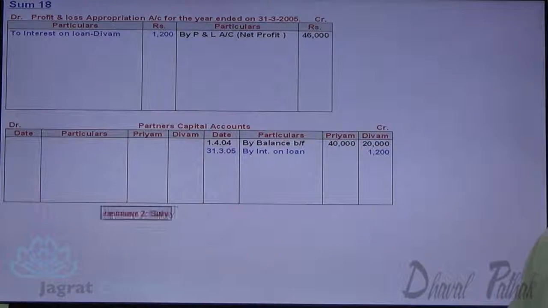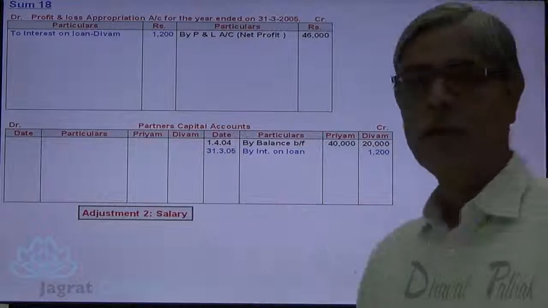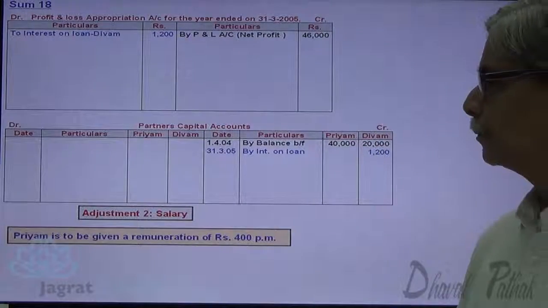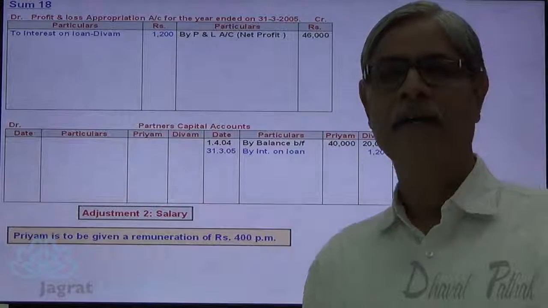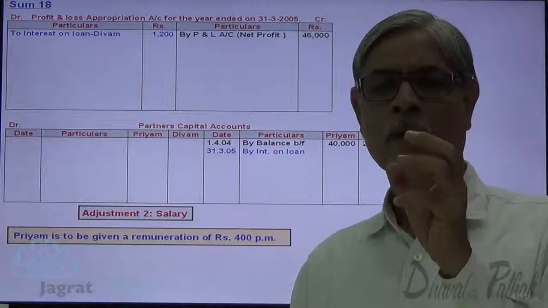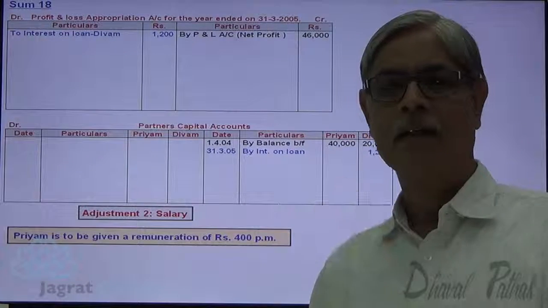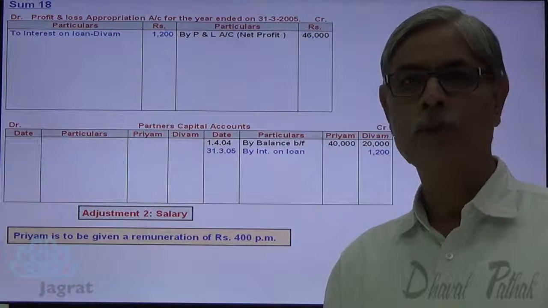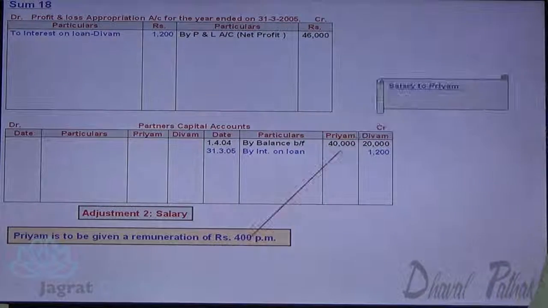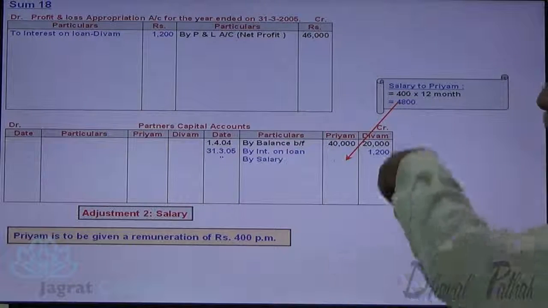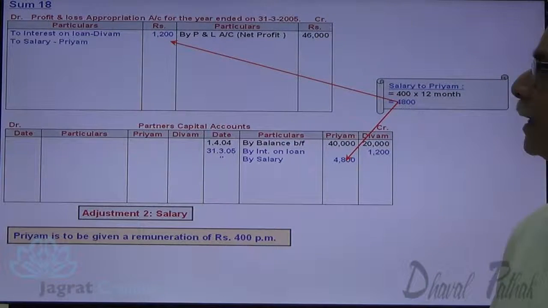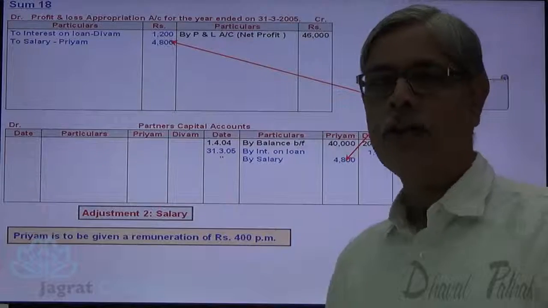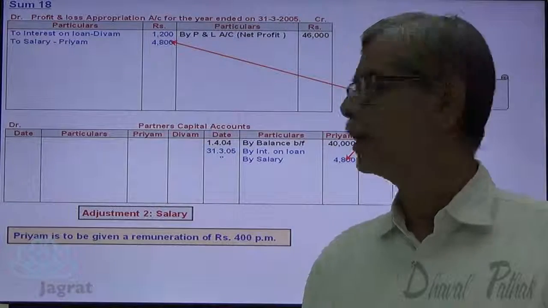Next adjustment, salary to be paid to a partner. Priyam is to be given remuneration 400 per month. We are writing annual accounts. So accounting period is 12 months and here salary is given per month. So work out the salary for the whole year, 4,800. Salary payable to Priyam, credited to Priyam's capital account, and it is an appropriation of profit, so debited to profit and loss appropriation account.